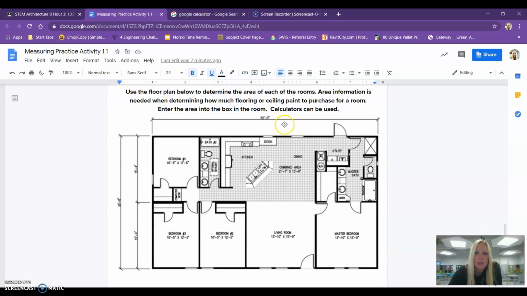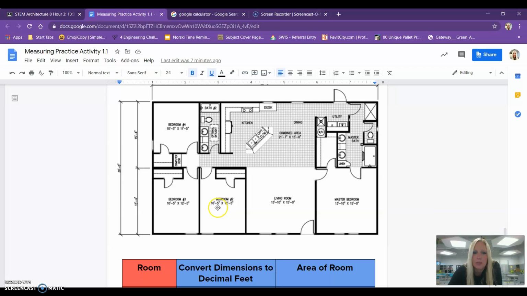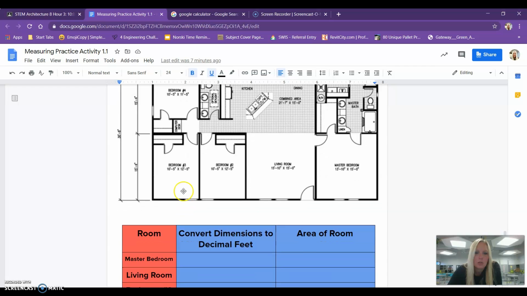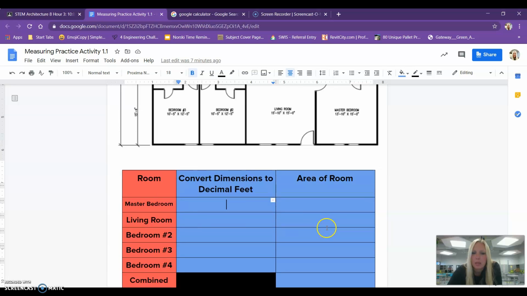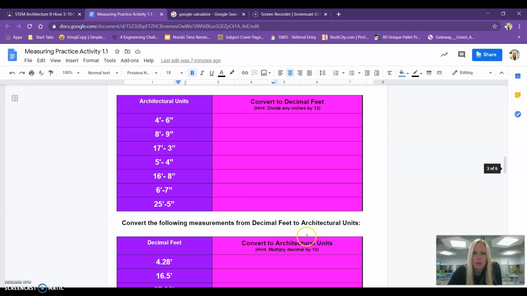And then the last thing you're going to do is, this is a typical floor plan in a home. You can see here's the kitchen, dining, the master bath, master bedroom, living room, and they give you the architectural units. That's what is in floor plans, architectural notation. So you're going to measure those and convert them to decimal feet. For example, the master bedroom is 13 feet 10 inches. You're going to convert that to decimal feet and then multiply them to get the area of the room. So that is just the quick overview of what you are doing.